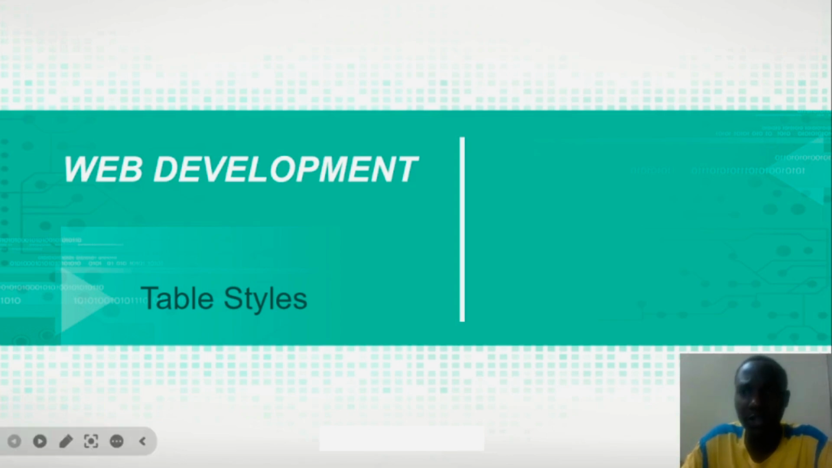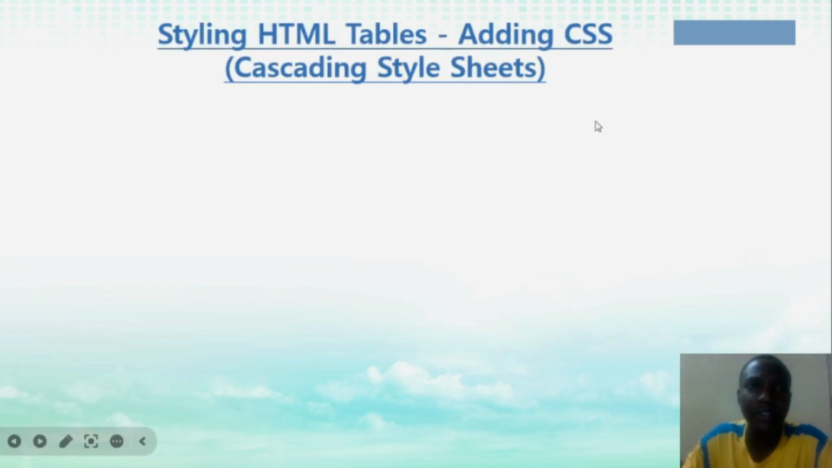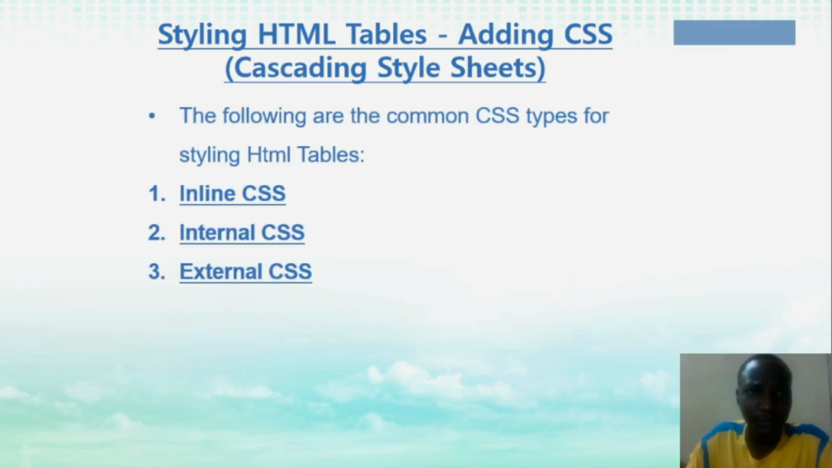So today we'll discuss in theory the cascading styles which we can use in HTML, styling HTML tables, and adding CSS. We've discussed how you can add it, for example, within the header. For this session, we'll look at the types of adding CSS within your HTML. The common CSS types for styling HTML tables are inline CSS, internal CSS, and external CSS.